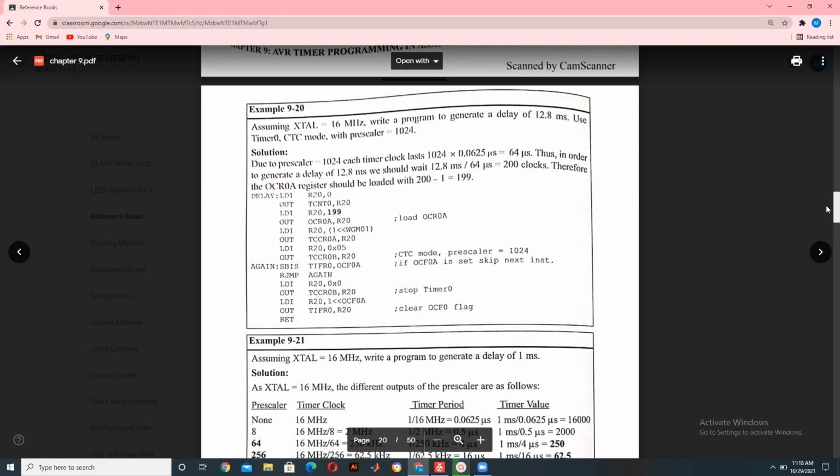So in this code, we will change the delay routine. After that, we would be loading timer 0 with the value 199, and then the same code as in the previous program would be implemented.